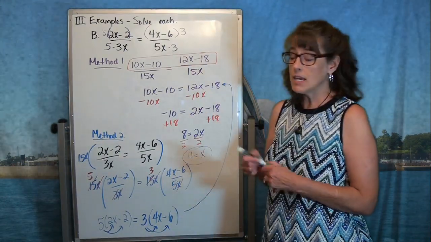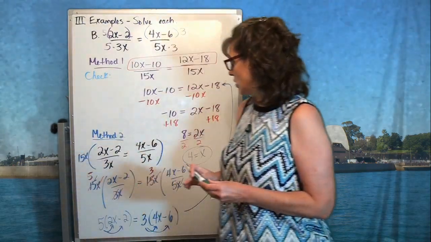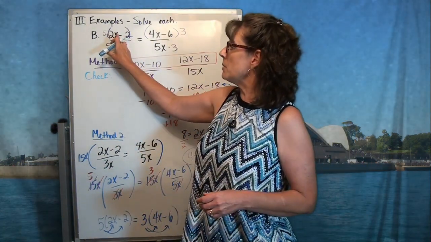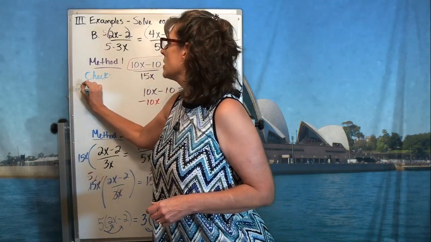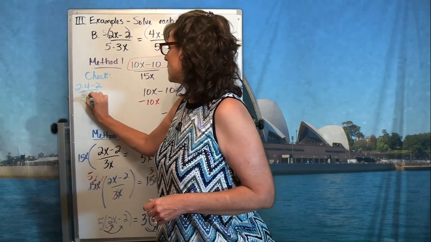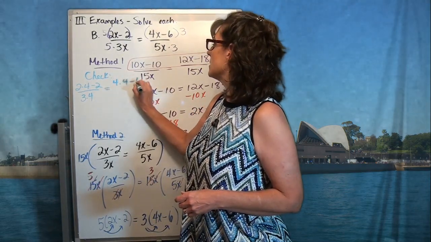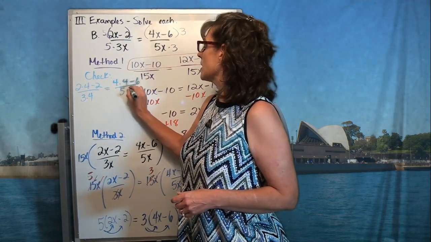Now, once again, we can check this. And if we check it, we're going to take that 4, we're going to plug it right up in here. And we'll have 2 times 4 minus 2 over 3 times 4. And on this side, we'll have 4 times 4 minus 6 over 5 times 4.